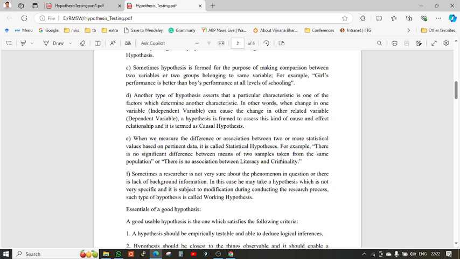Sometimes researchers may not be sure about the phenomenon. So before making a decision or framing questions, we have to change the variable or change the hypothesis from time to time. This type of hypothesis is called a working hypothesis, because the hypothesis is not fixed and it can be changed according to time and value.